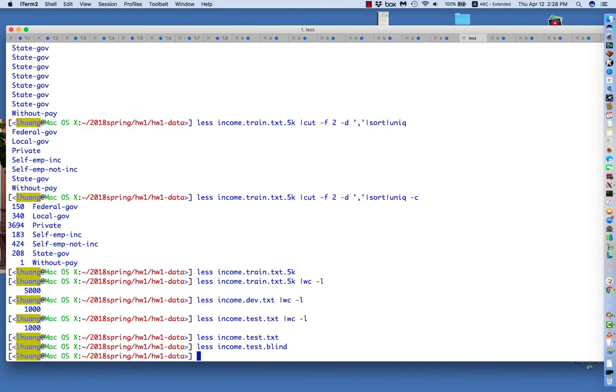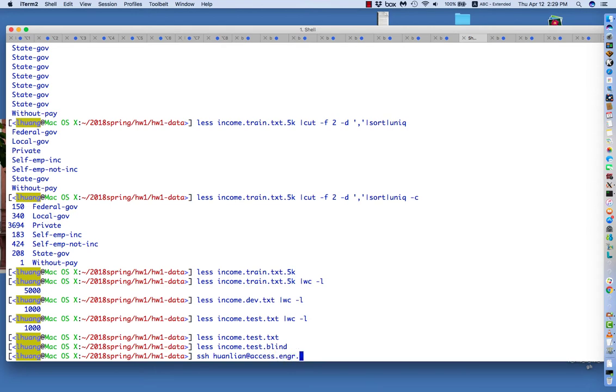I highly recommend you use the terminal, which is available on Linux and Mac. If you don't have Linux or Mac, you can SSH to the school machine.